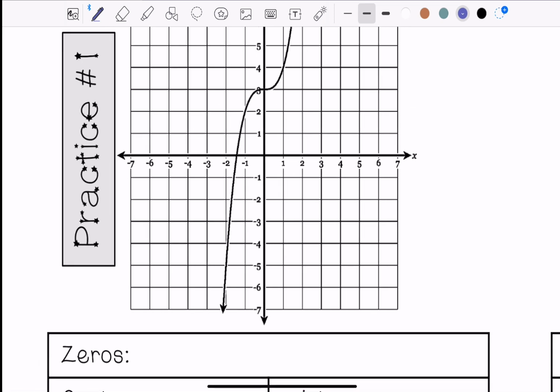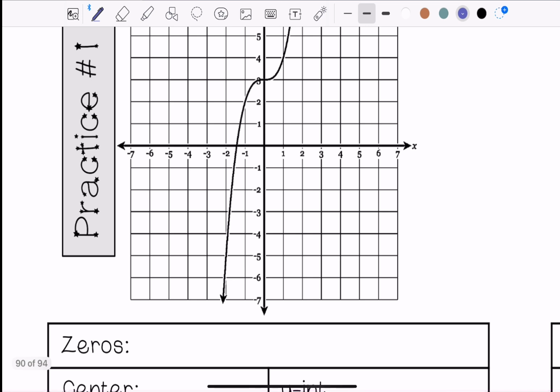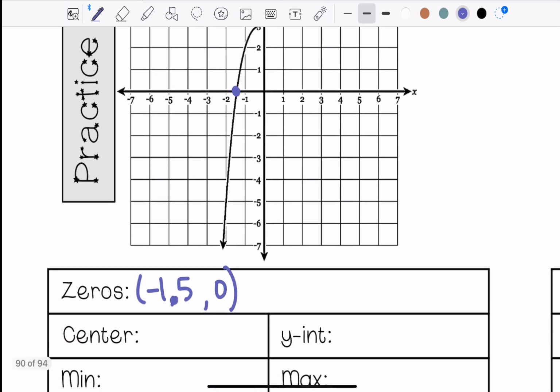Zeros are first, so we're going to see where we cross through the x-axis. It looks like right here, it's about halfway between. So we'll say negative 1.5, comma 0. It crosses through in a straight line, so it is a multiplicity of 1.